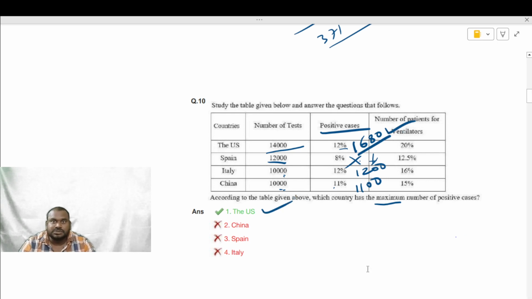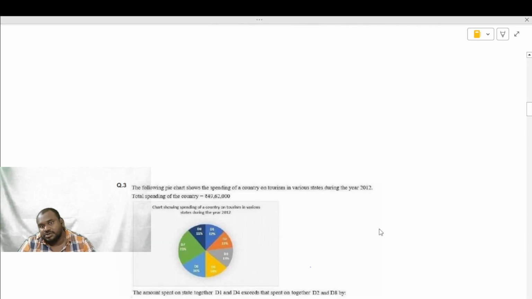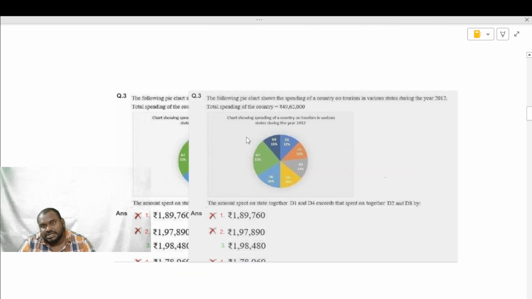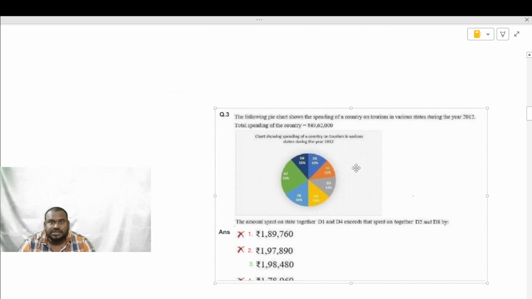Like that, simple question. Looking at the data, you should not be afraid, because these kinds of questions are actually easy. Don't be afraid of the questions.